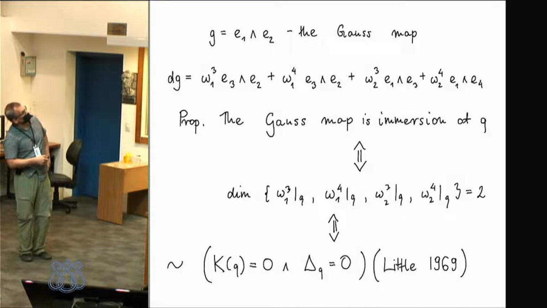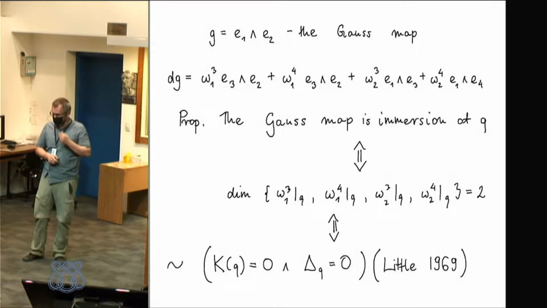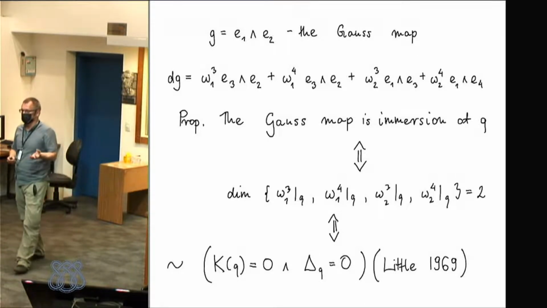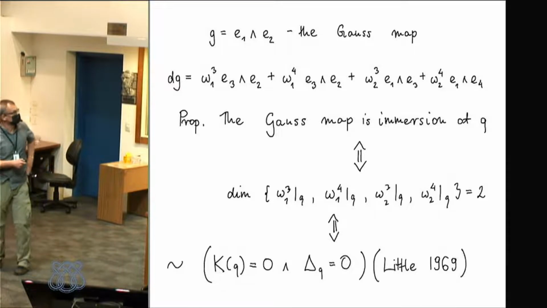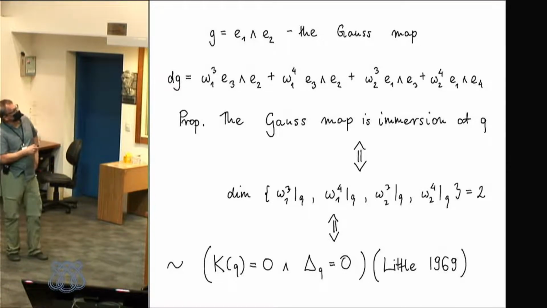And now, what can we say about the differential of the Gauss map? Because the Gauss map is going from the surface to a four-dimensional manifold, we can expect that generically it's an immersion. And that is the case. If you take the differential of G, then you obtain this. So when it's not an immersion, all these coefficients vanish at this point.